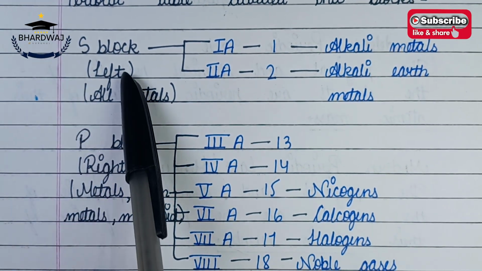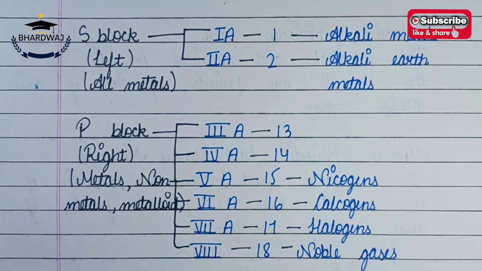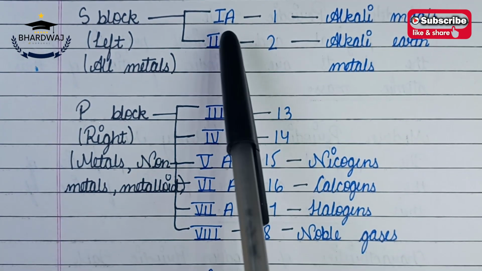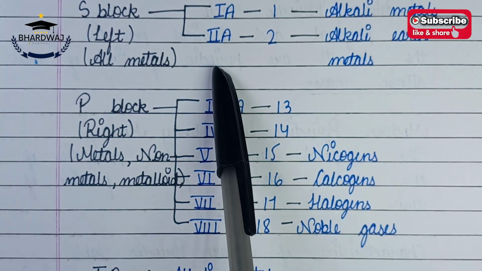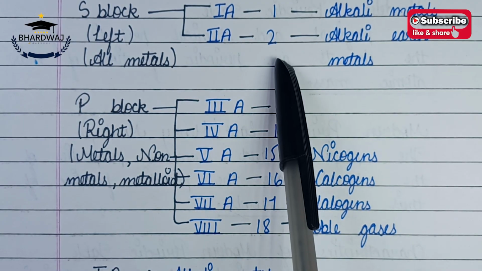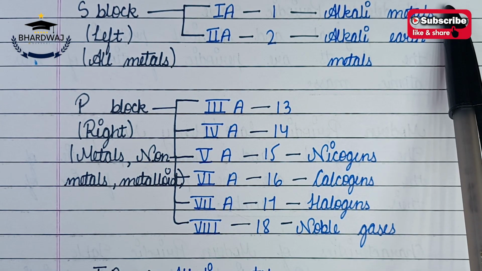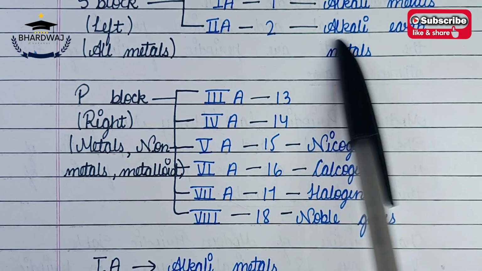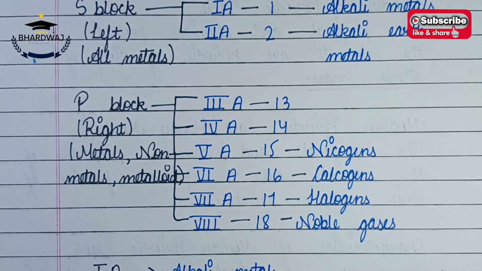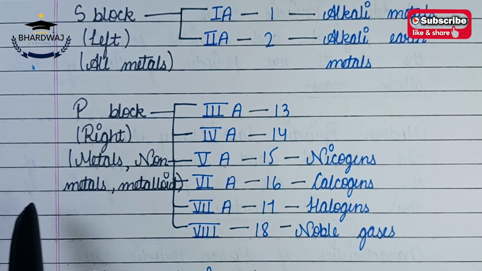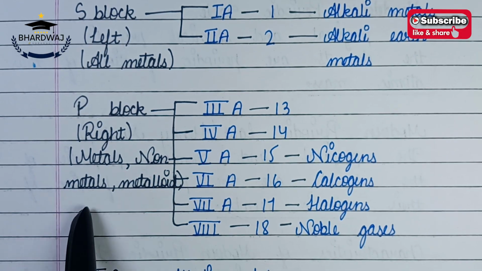The S block contains all metals. There is no non-metal, no metalloid. So it has the first group and the second group. The first group contains alkali metals and the second group is called the alkaline earth metals because it contains alkaline earth metals.